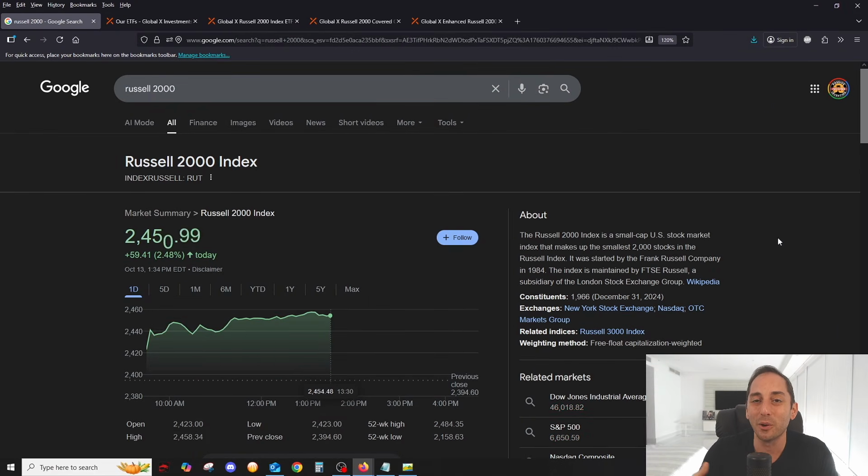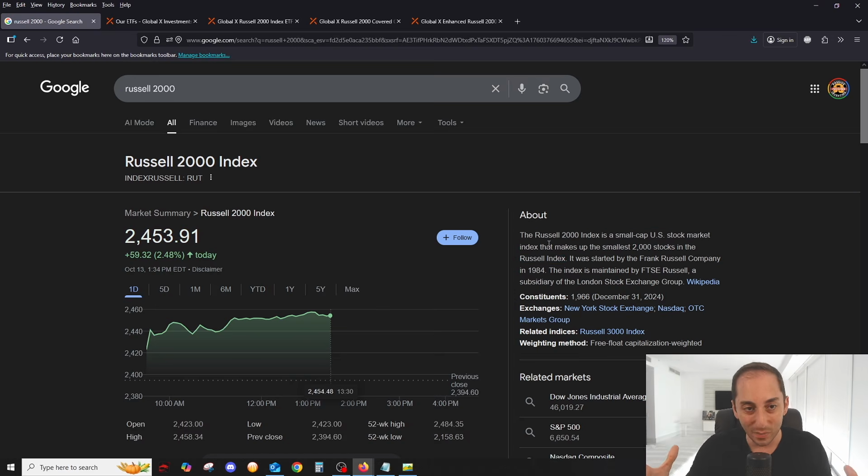So continuing with the indexes, this is going to be the last episode on the US indexes, but we're going to cover another popular US index, the Russell 2000 index. If you Google Russell 2000, the actual code of this index is RUT. Just like it says here, the Russell 2000, sometimes on the news they just refer to it as the Russell. The Russell 2000 index is a small cap US stock market index that makes up the smallest 2,000 companies in the Russell index.